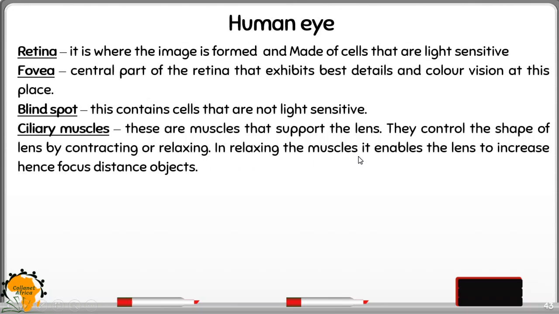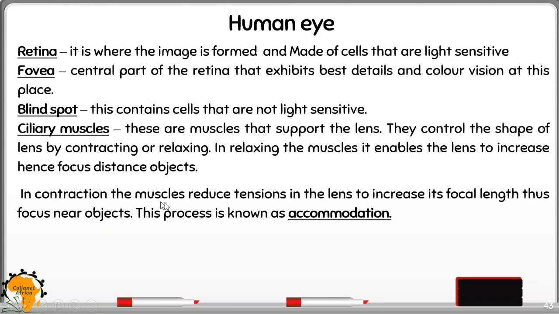In relaxing the muscles, the lens is enabled to increase, hence it can focus distant objects. So in other words, the ciliary muscle will help to control the size of the focal length of that lens. In contracting the muscles, this reduces tension in the lens and it increases the focal length. Thus near objects are brought to focus, and this is what we call accommodation. You are able to see near objects because the ciliary muscles are relaxing and contracting.